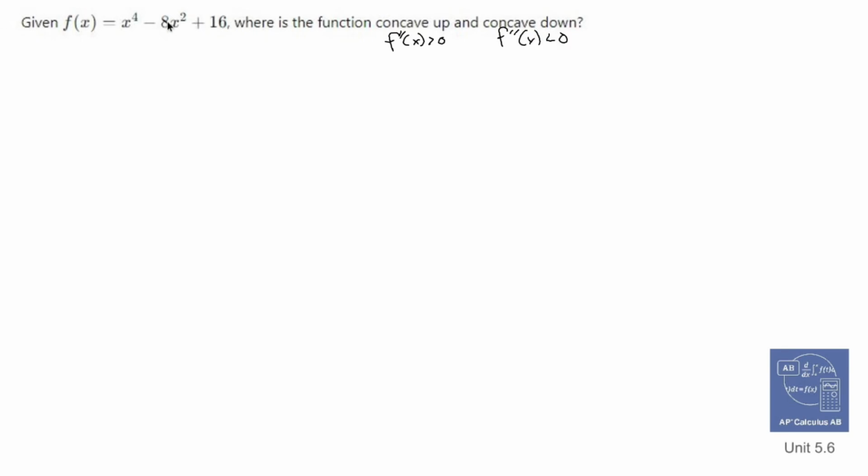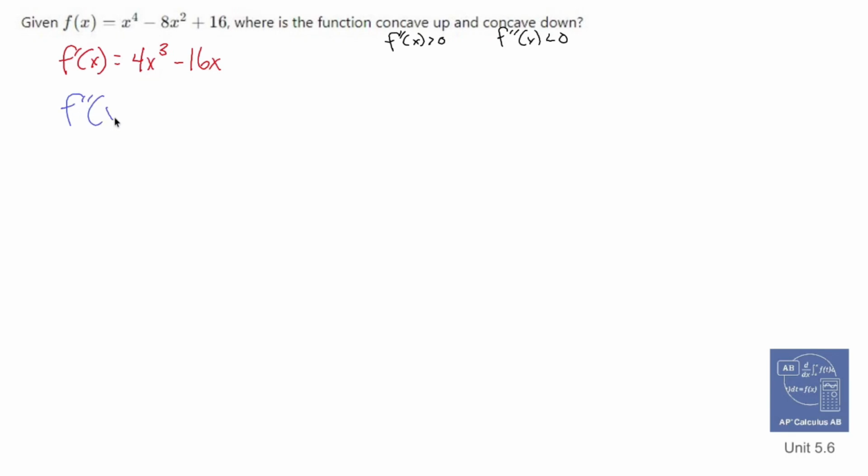So in order for me to find the second derivative, I have to find my first derivative first, and that's going to involve the power rule a couple times. Drop down the 4, x cubed. Drop down the 2, multiply it to negative 8, negative 8, 16, x. 16 becomes nothing.